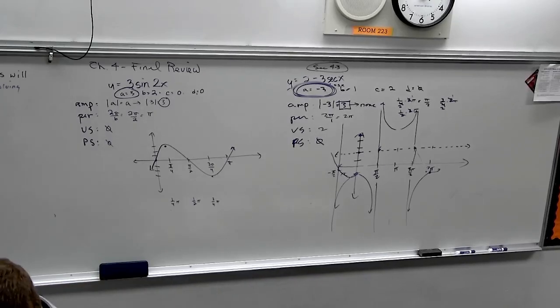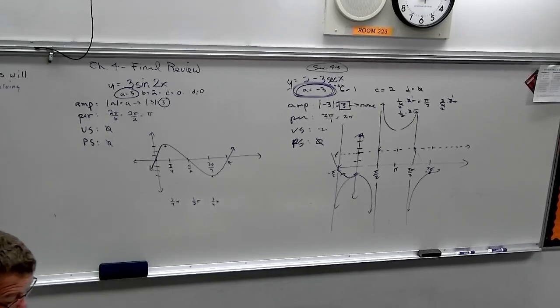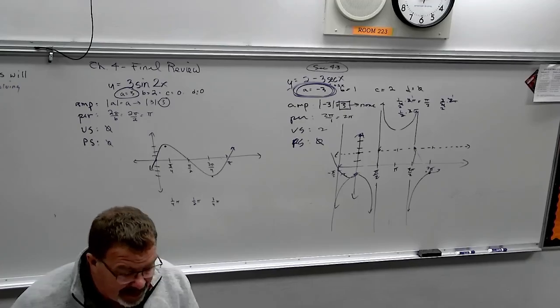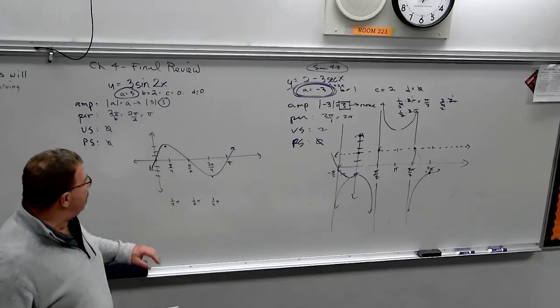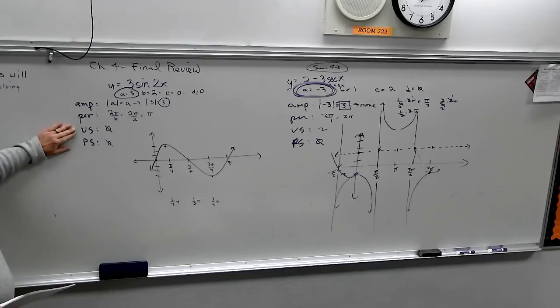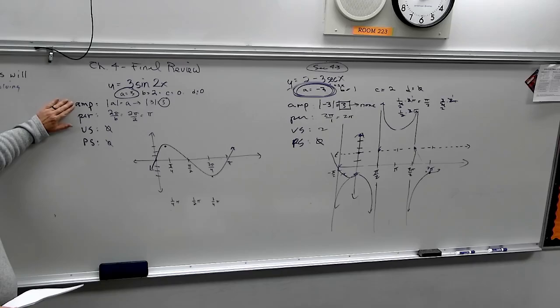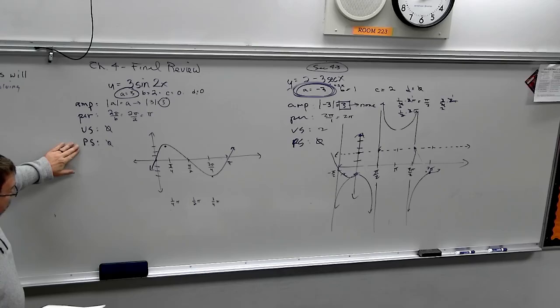Did you get all that? Okay. All right, here's your extra credit. I wish I listed them, I forgot. But again, make sure off to the side, list these things. I tell you the instructions, but just make a habit. Amplitude, period, vertical shift, phase shift. Those 4 things, every time.